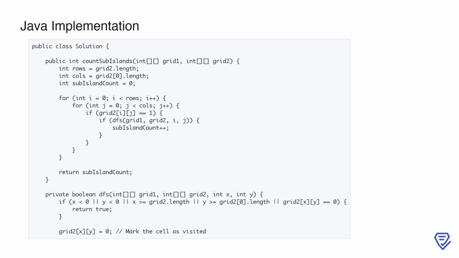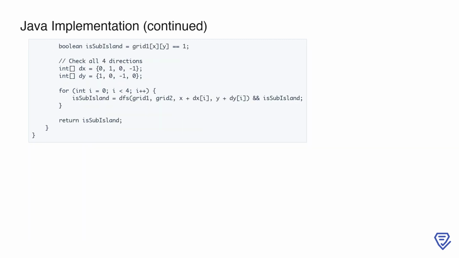The DFS method begins by verifying whether the current cell is within bounds or if it's water in grid 2. If it's out of bounds or water, we return true since this part doesn't disqualify the island as a subisland. We also mark the cell as visited by setting it to 0 in grid 2 to avoid revisiting it during the search. Now, the DFS method continues by checking if the corresponding cell in grid 1 is land.